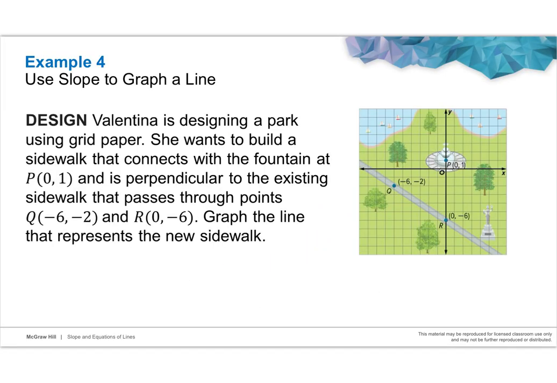All right, now that we know the relationship between parallel and perpendicular lines, we can try to apply these concepts in a real-world setting here. We have a design of a park, and we want to build a sidewalk that will connect the fountain at point P on a perpendicular walkway to the existing sidewalk, which we can think of as being on a line that passes through points Q and R. So we're going to graph the line that represents that new sidewalk.